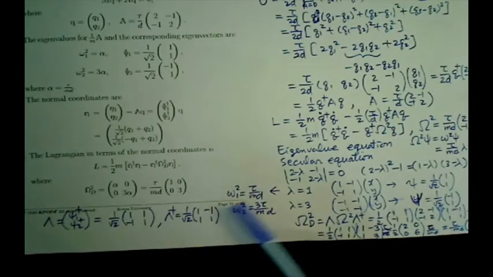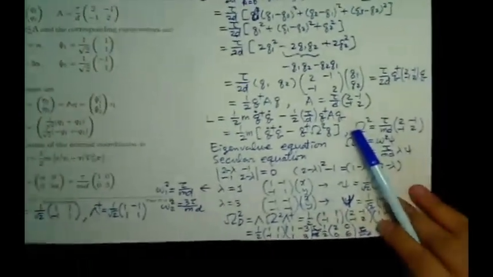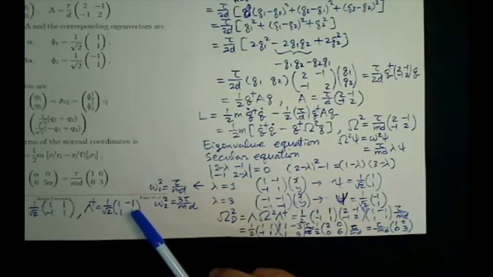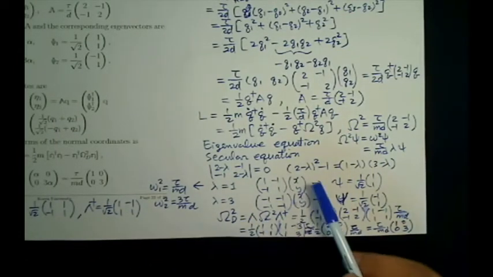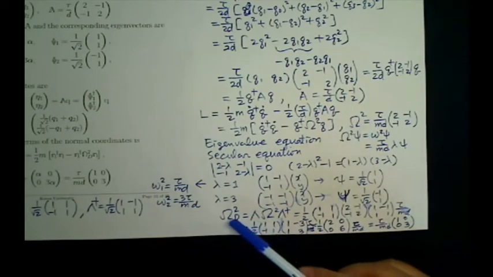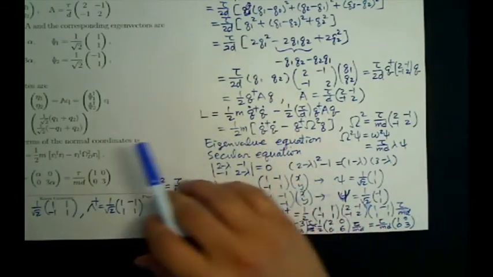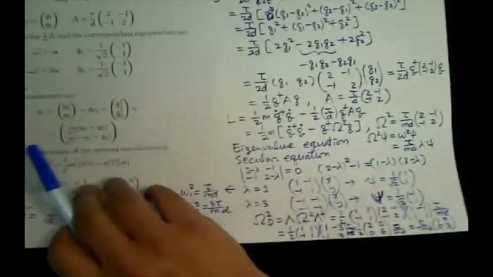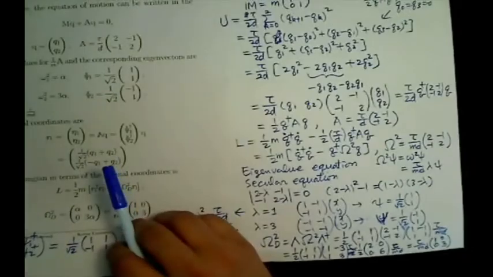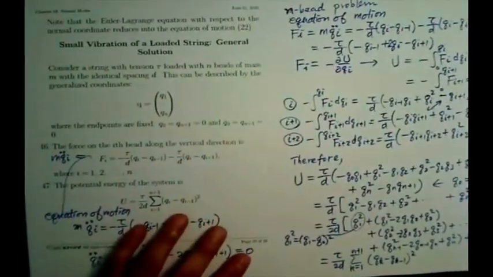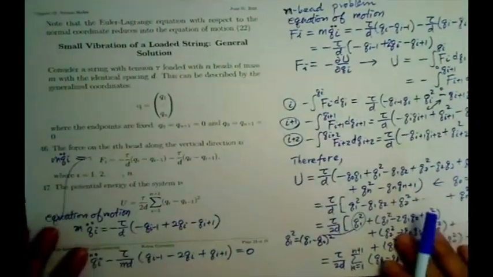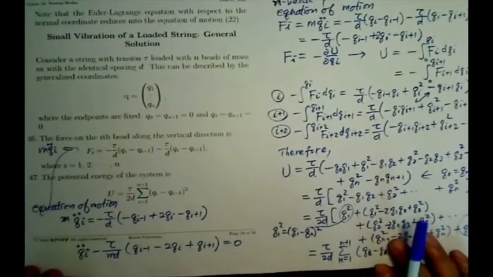The lambda is a unitary matrix. By making use of these transformation matrices, we can diagonalize omega squared to find that the frequencies are the square roots of tau over m d times 1 and 3 respectively. Now we are ready to attack the problem with n beads on a string.